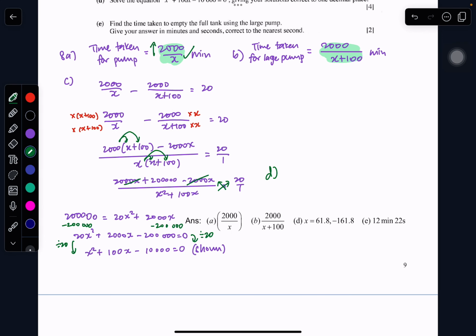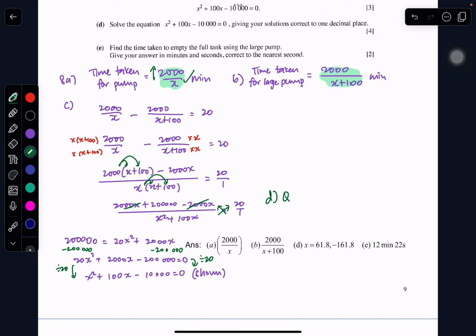Part D: in order to solve the quadratic equation, I would need you to use the quadratic formula as per normal, and you should be able to get the two different x values in this case.